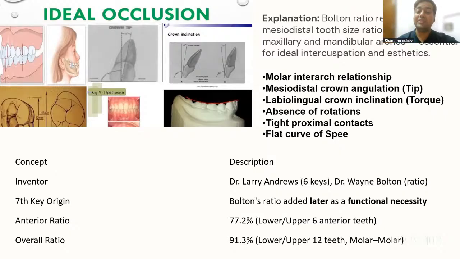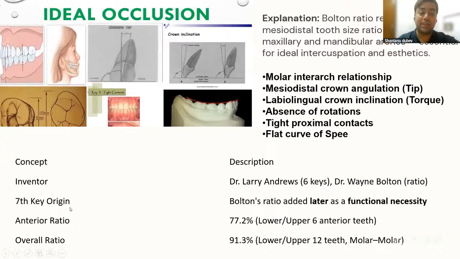And finally, later, when orthodontists were seeing these things, despite having all the keys, they found that there was some problem, and yet the occlusion was not proper. I mean, they had all the six keys, and yet the occlusion was not proper. So the mystery was then resolved by Dr. Wayne Bolton, who said that maybe the upper teeth are broader than the lower teeth, or the lower teeth are broader than the upper teeth, and that is why there is some problem in the occlusion. So the seventh key, everyone would remember, I hope.